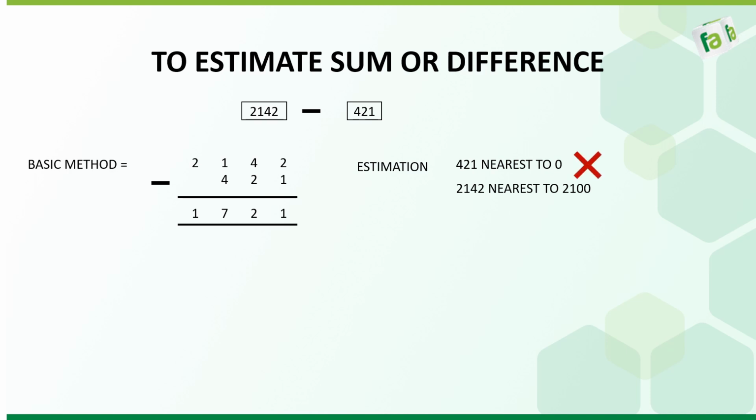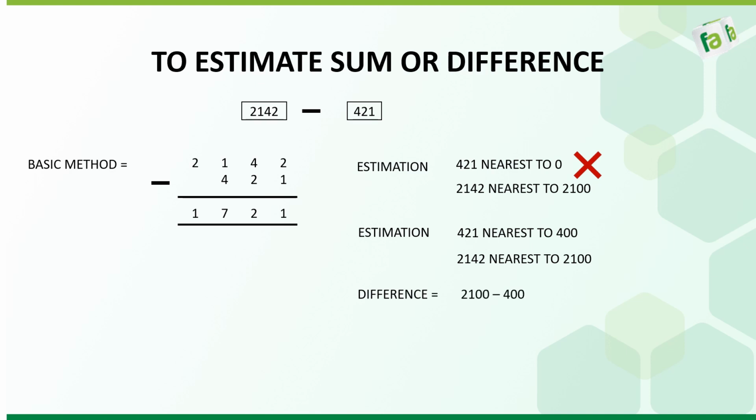Wrong estimation. While estimating hundreds, we see the digit at the tens place. So, the correct estimation would be 400. So, 421 is nearest to 400. 2142 is nearest to 2100 and the difference is 2100 minus 400, which is equal to 1700. Let's solve more questions.